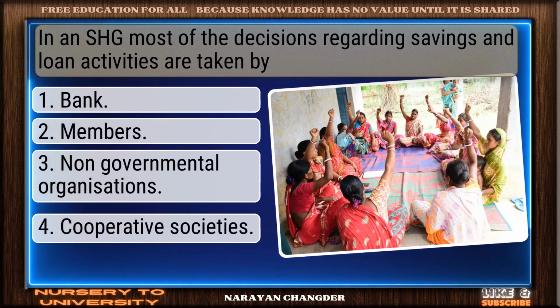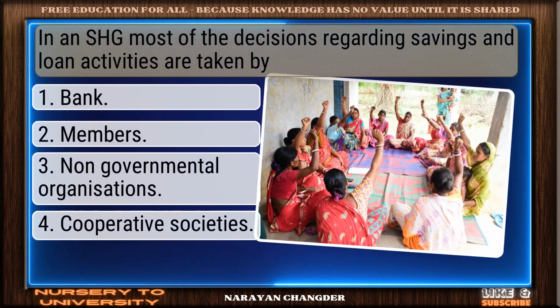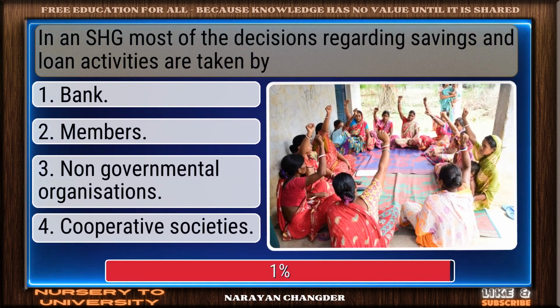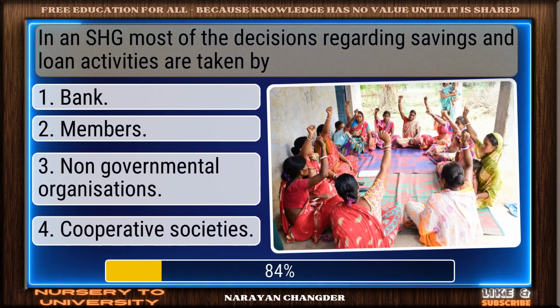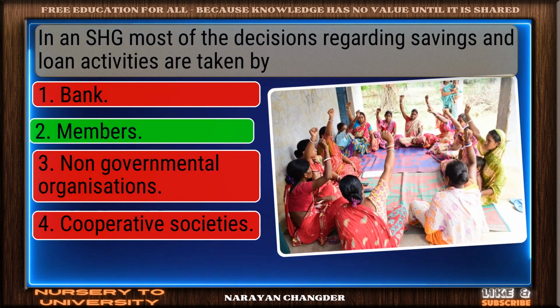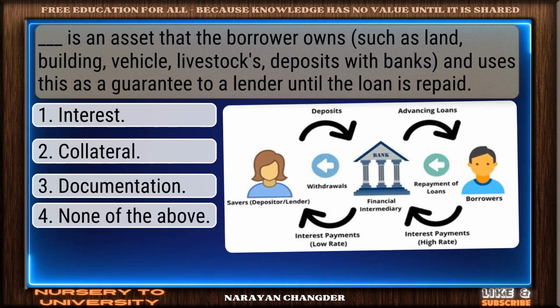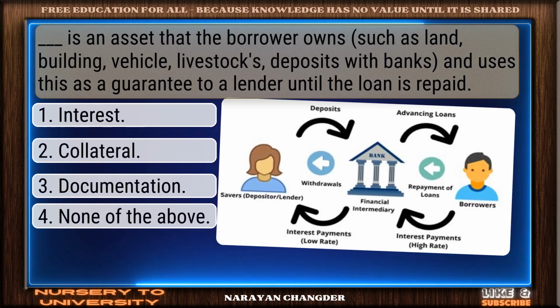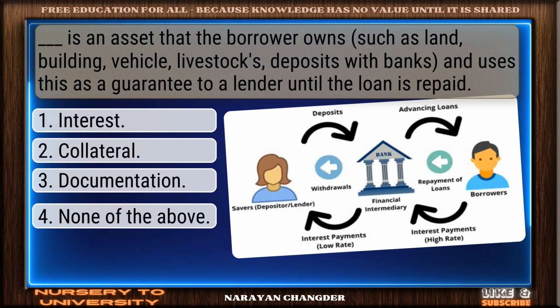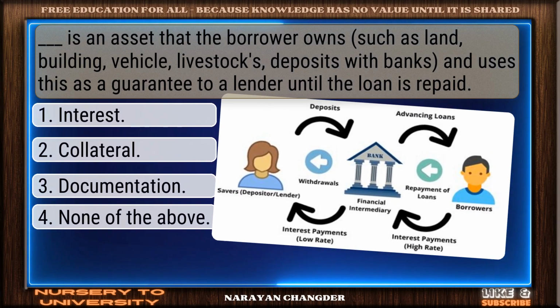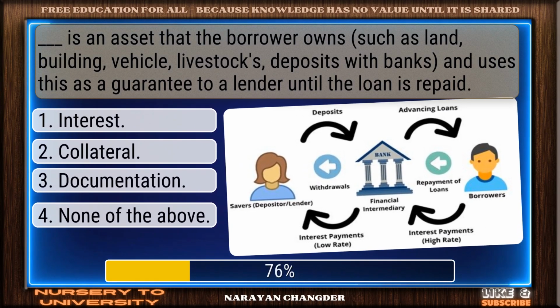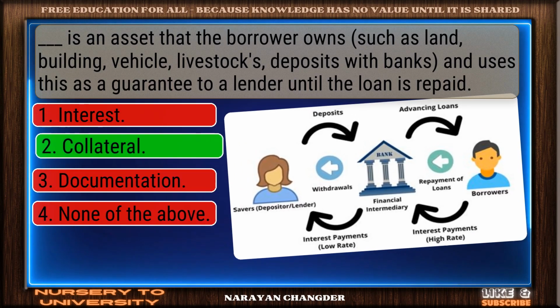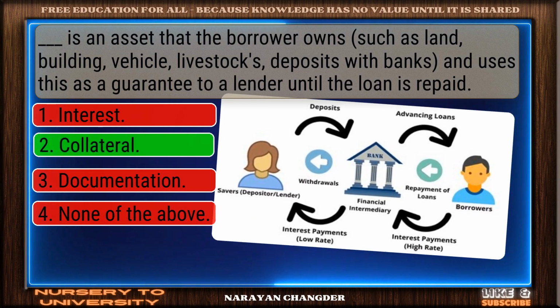In SHGs, most of the decisions regarding savings and loan activities are taken by. Correct. Members is spot on. Dash is an asset that the borrower owns and uses as a guarantee to a lender until the loan is repaid. Bravo. Collateral is the answer.